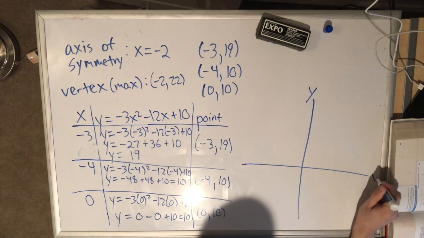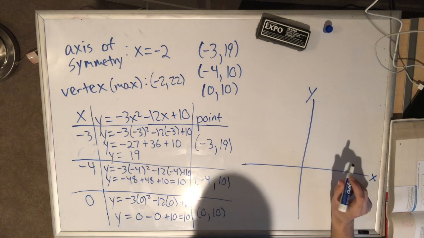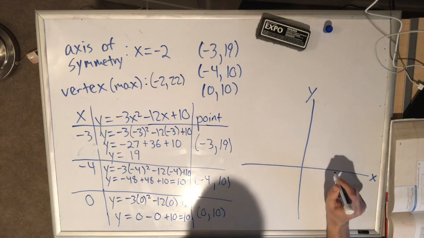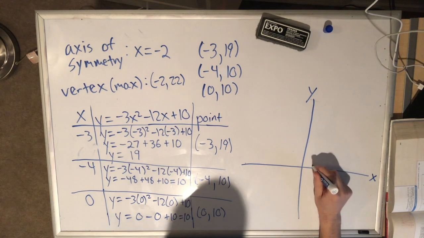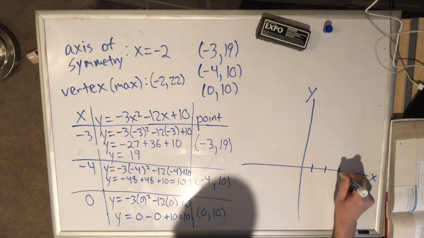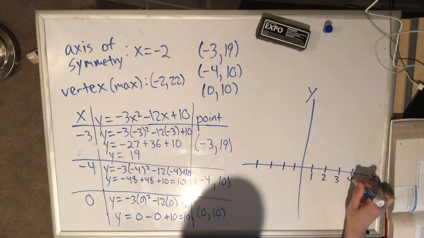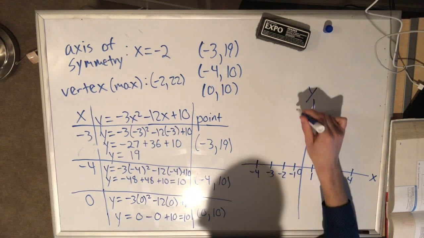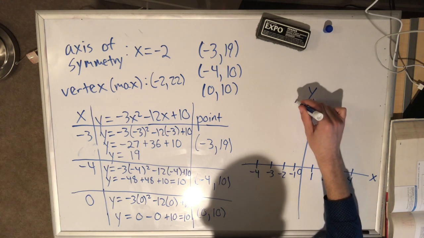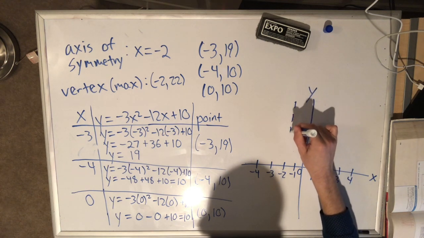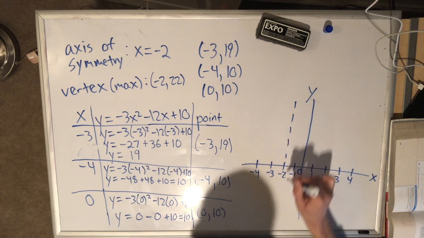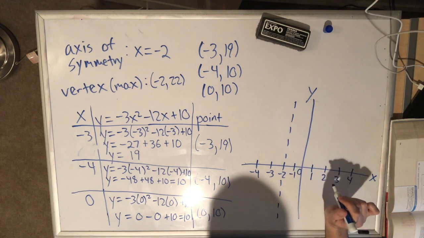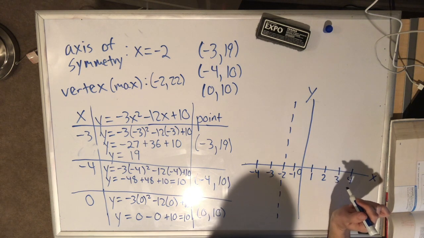Okay, so I am negative, so we have, let's put 4 tick marks on each side of the x-axis. We have the axis of symmetry, x equals negative 2, which is a vertical line. Anytime it's x equals a number, it's a vertical line. So going through negative 2 on the x-axis.